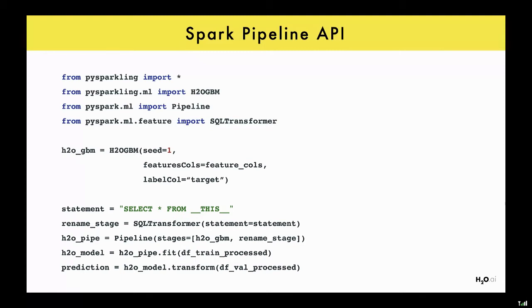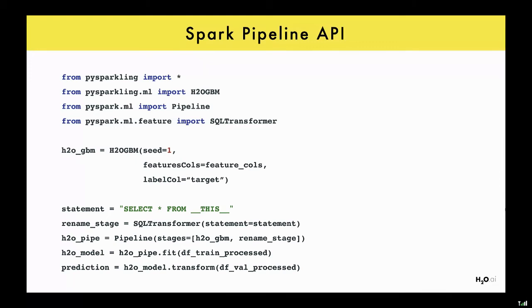I'm also doing a really super dummy SQL transformer stage. You can see that I'm selecting everything from the current dataset. It's completely useless. It doesn't do anything special. It just selects everything that was there before. But I just wanted to show you how you can combine stages from Spark and H2O, or Spark and Sparkling Water. So I'm defining here a SQL transformer with the statement above, and below I'm defining the pipeline, and I'm specifying both stages, the H2OGBM and the rename stage.